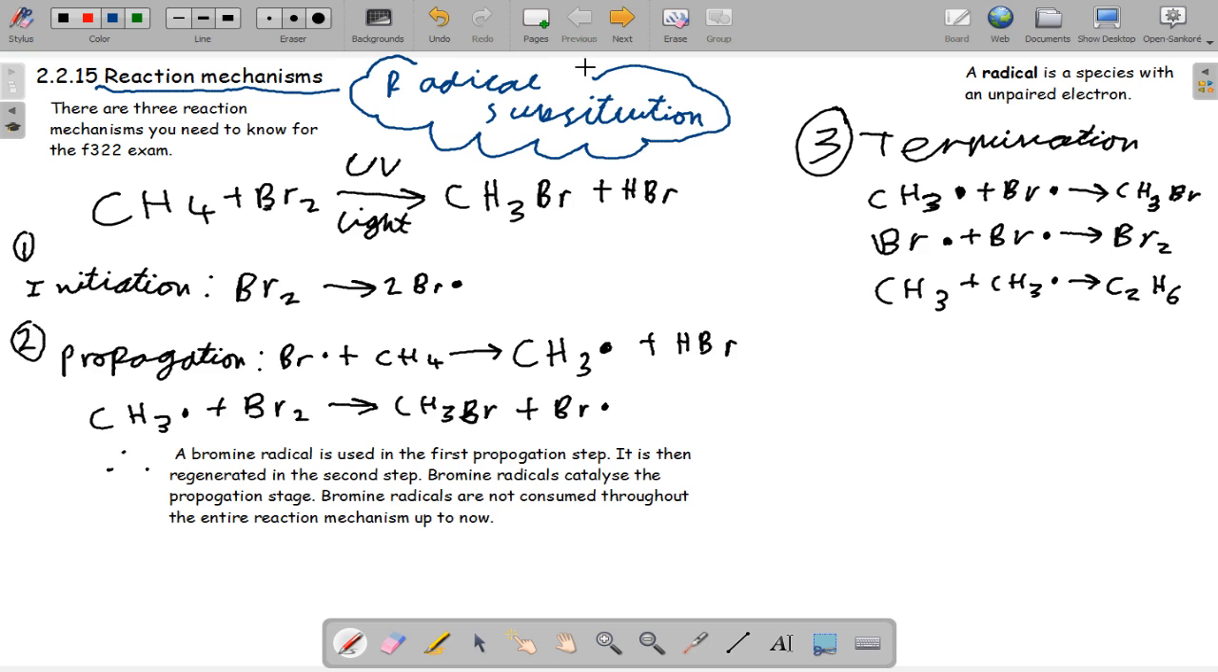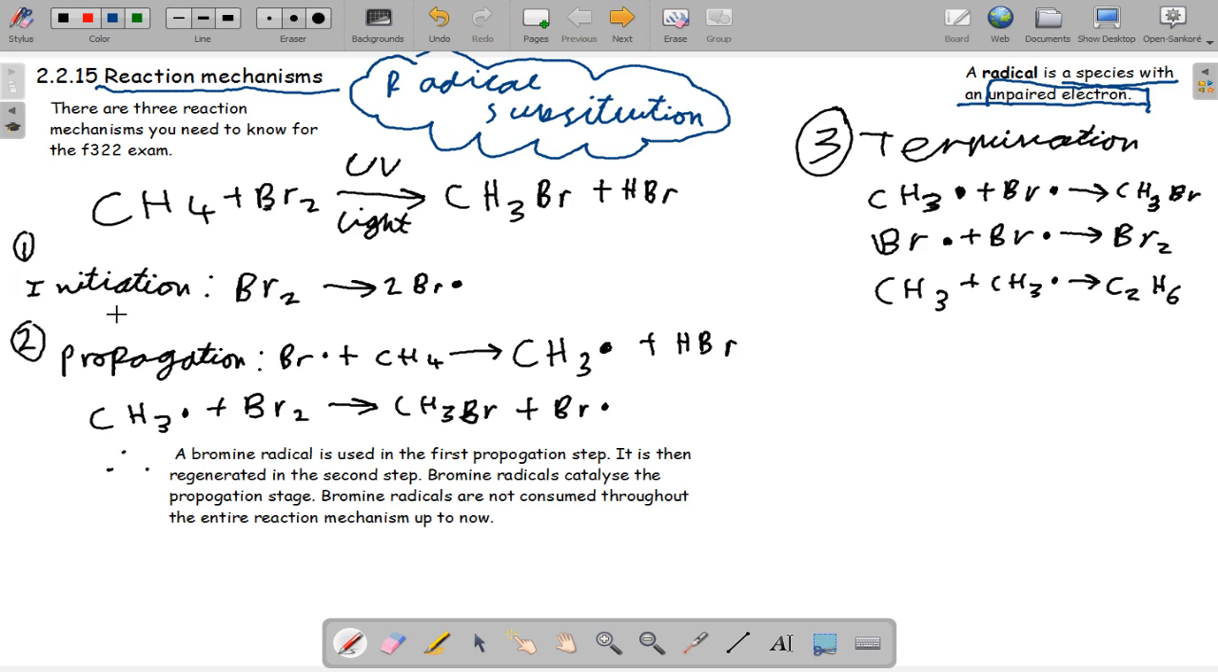Now, a reaction mechanism has an initiation step in which normal molecules are turned into special free radical molecules. Now, a radical is an atom or molecule with an unpaired electron. The unpaired electron is the key part in this definition, and these radicals go on to form different compounds with the unpaired electron, and the radical eventually gets cancelled out in the third and final termination step.